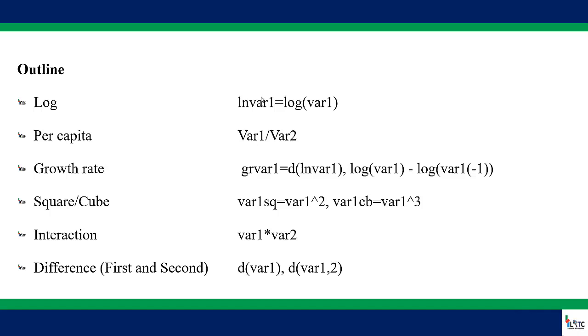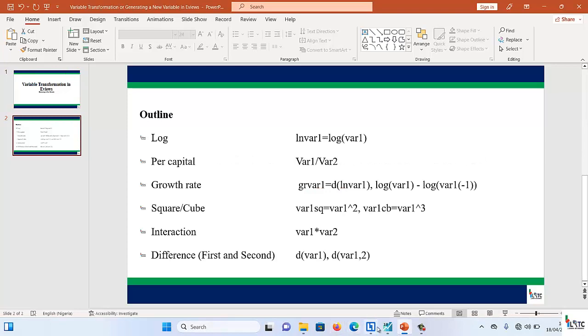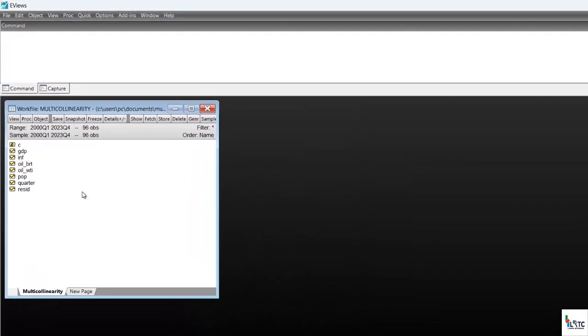For your square, you have variable 1 raised to power 2, and for the cube, variable 1 raised to power 3. To interact your variables, you need this star. And to generate the first and second difference, you just need to use D(var1), then D(var1,2). Of course, you can do DD(var1). Now let's go to Eviews so that I can show you how to do all this manipulation.